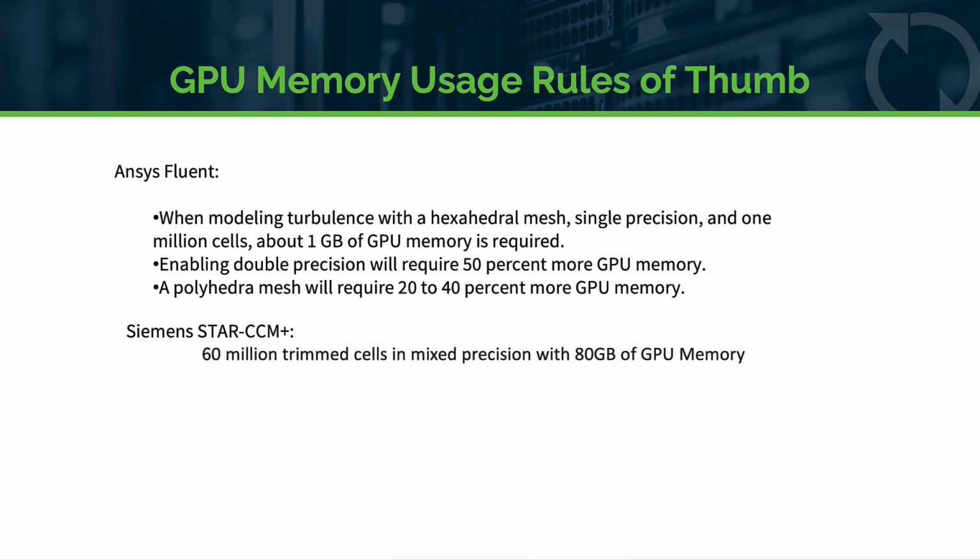And same with Siemens Star-CCM+. You could run about a 60 million trim cell model, mixed precision, on an 80 gig card like an A100 or better. So it gives you a feel like, hey, if my GPU only has 6 gigs of memory, you're not going to be able to run that large a model, but your models may be smaller than that. So it just really depends on the model size you're trying to solve to match the GPU to it.